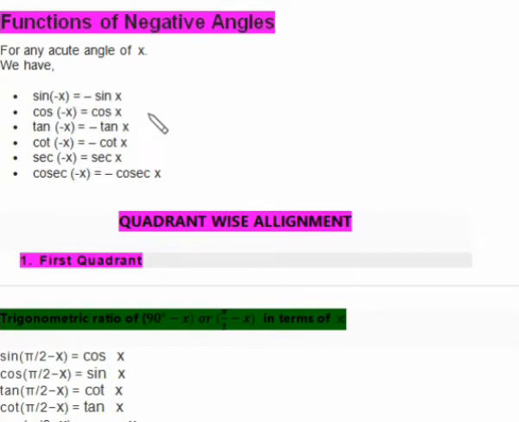Sine minus x is equal to minus sine x. Cos minus x gives the positive value, cos x. Tan minus x is minus tan x. Cot minus x is minus cot x. Sec minus x is positive sec x. Cosec minus x is minus cosec x. How do we memorize it? Only cos and sec with negative angles give the positive value; the others with negative angles give negative values.